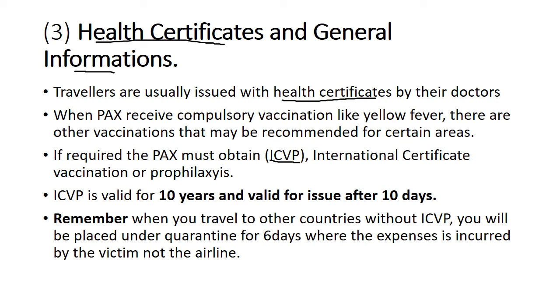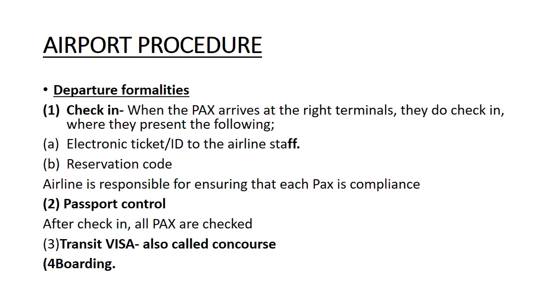Remember, when you travel to other countries without ICVP, you will be placed under quarantine for 6 days, where the expense will be incurred by you. Then, of course, the last thing we are going to look at is the airport procedures, the departure formalities. There is the check-in. When you are checking in, you must ensure you have the electronic ticket, or if you are traveling locally, you can use your ID. Then you have the reservation code. This one is usually in your tickets.